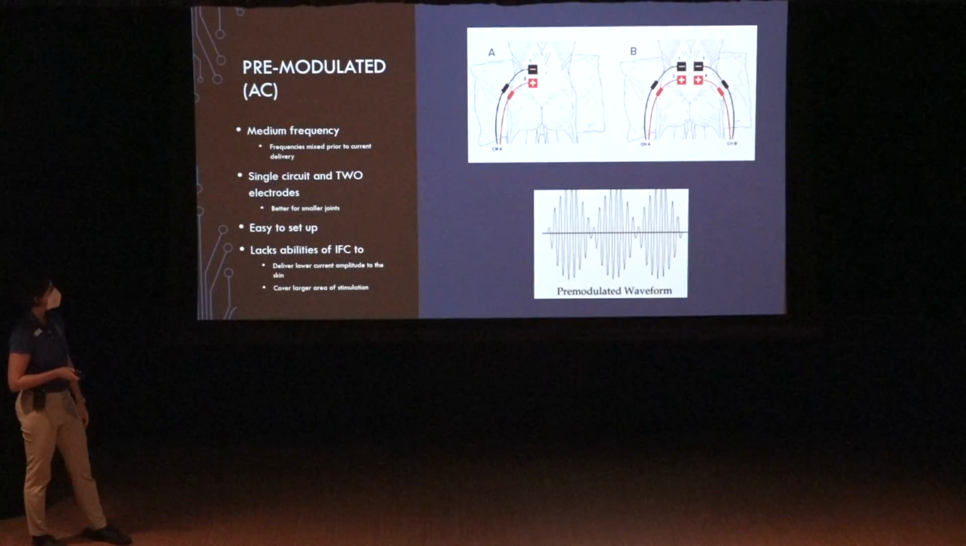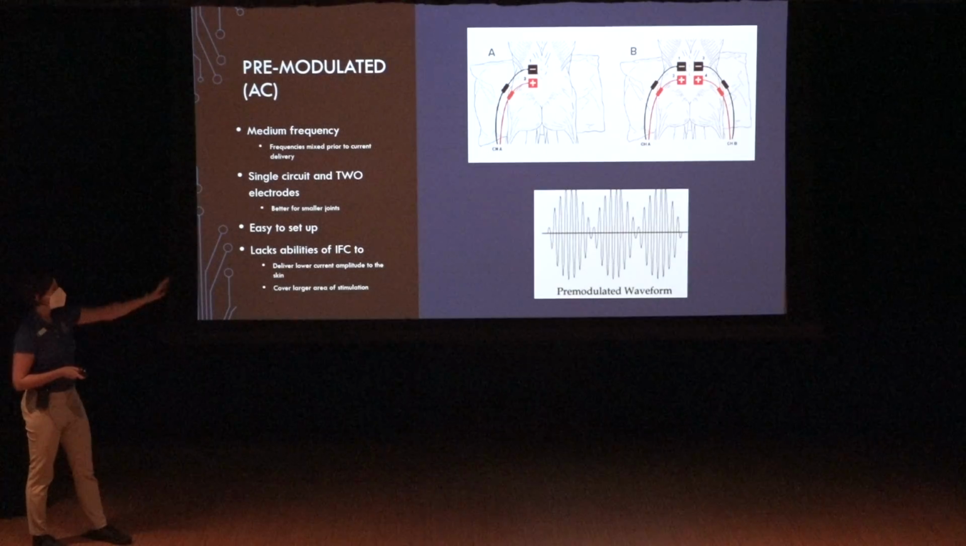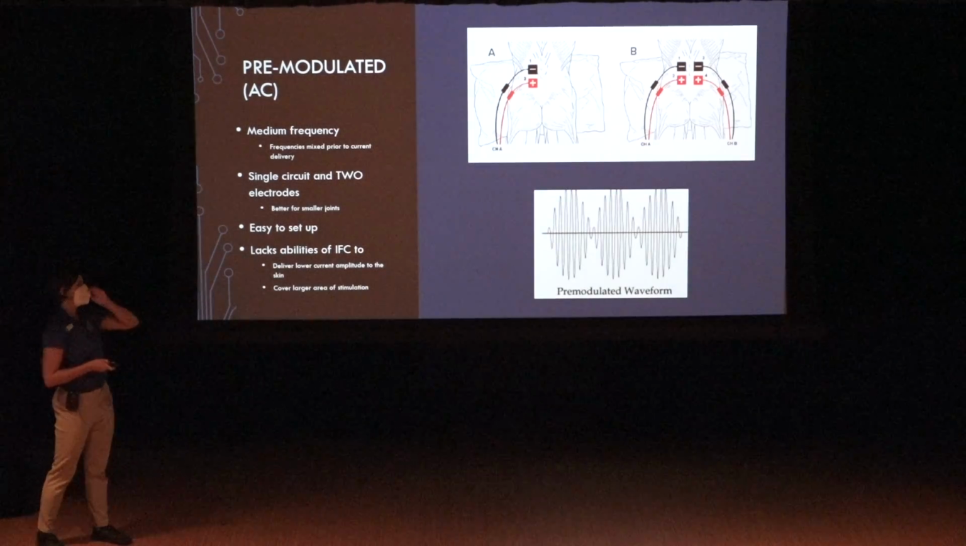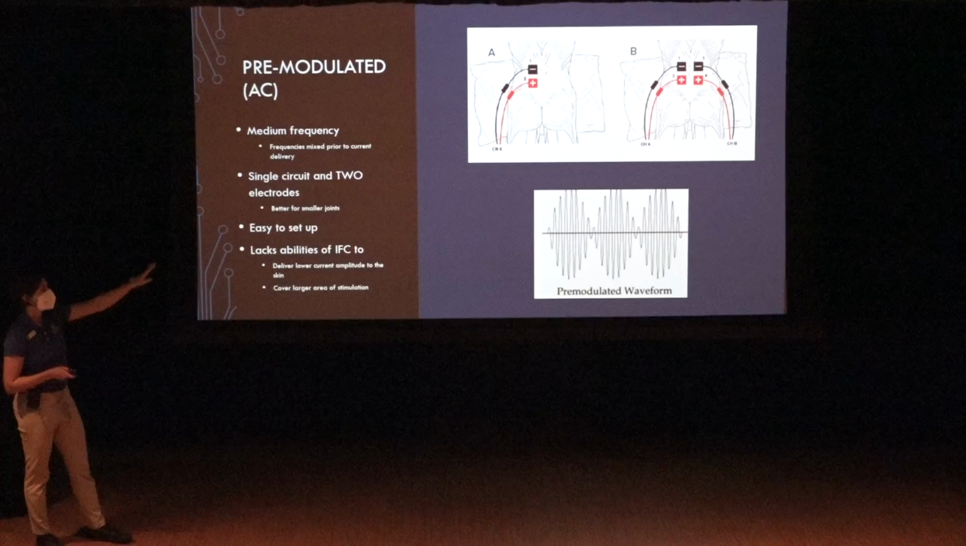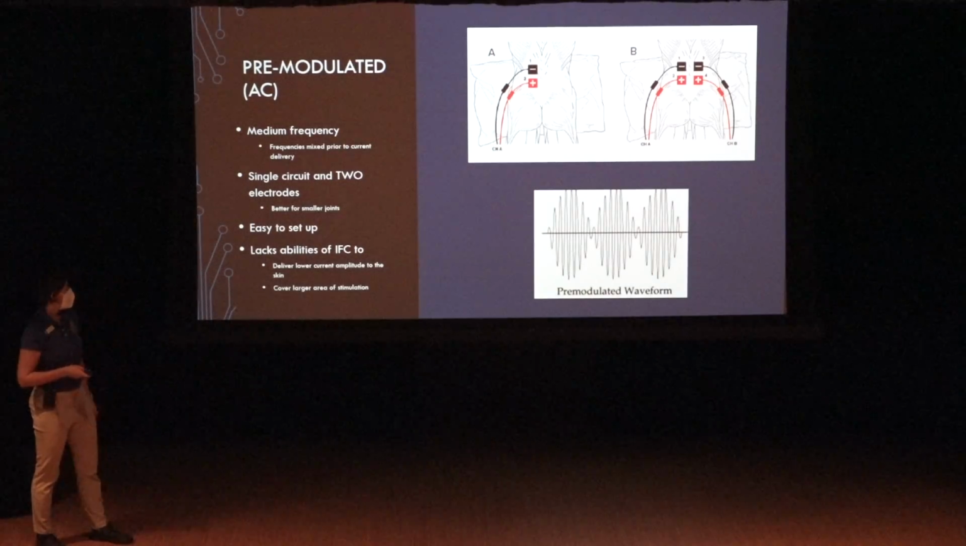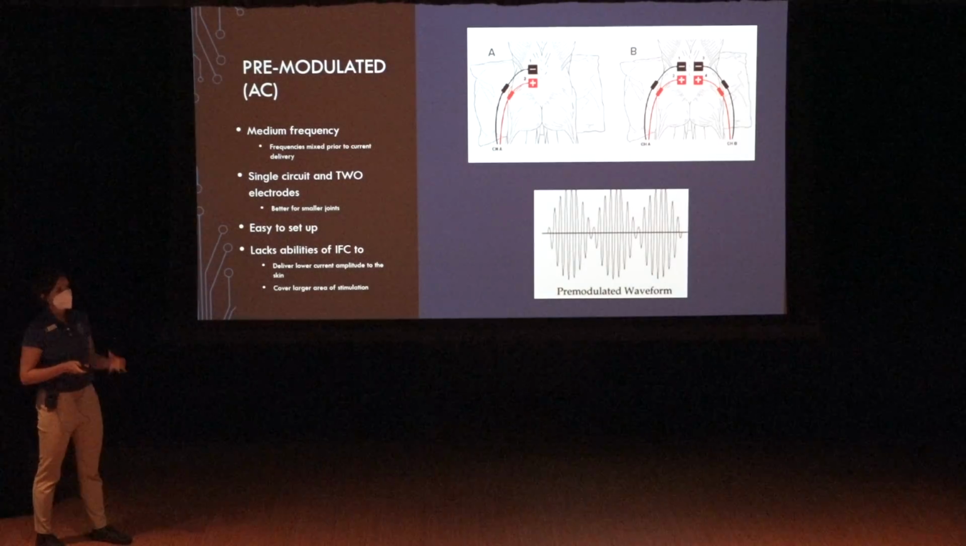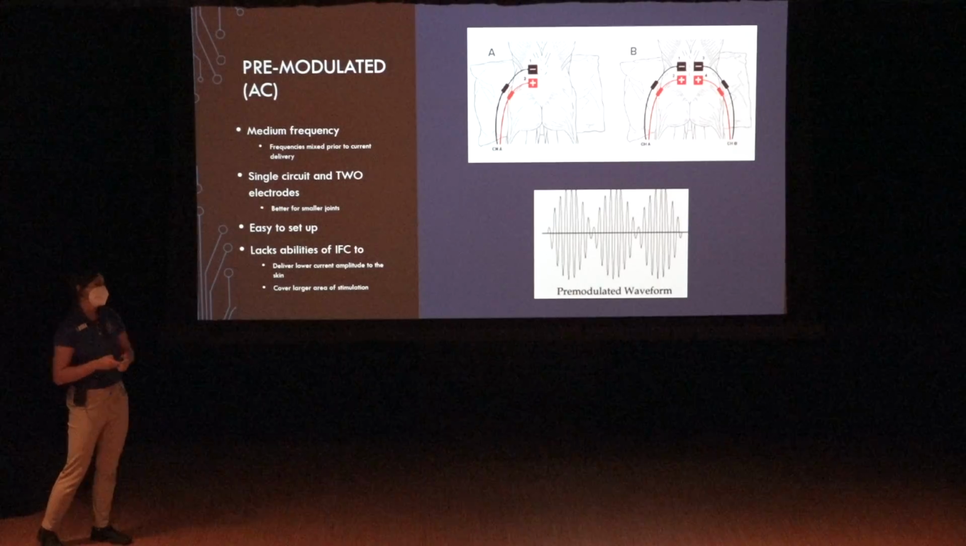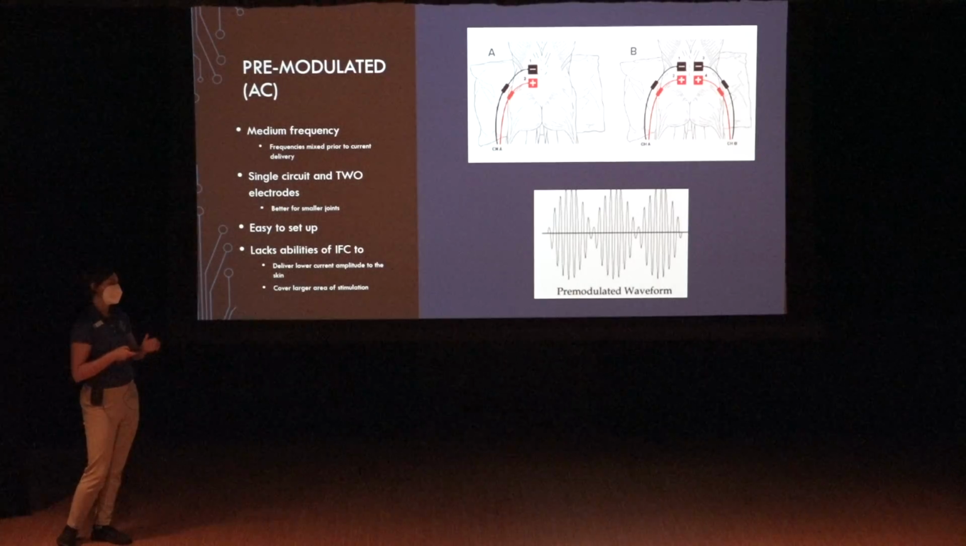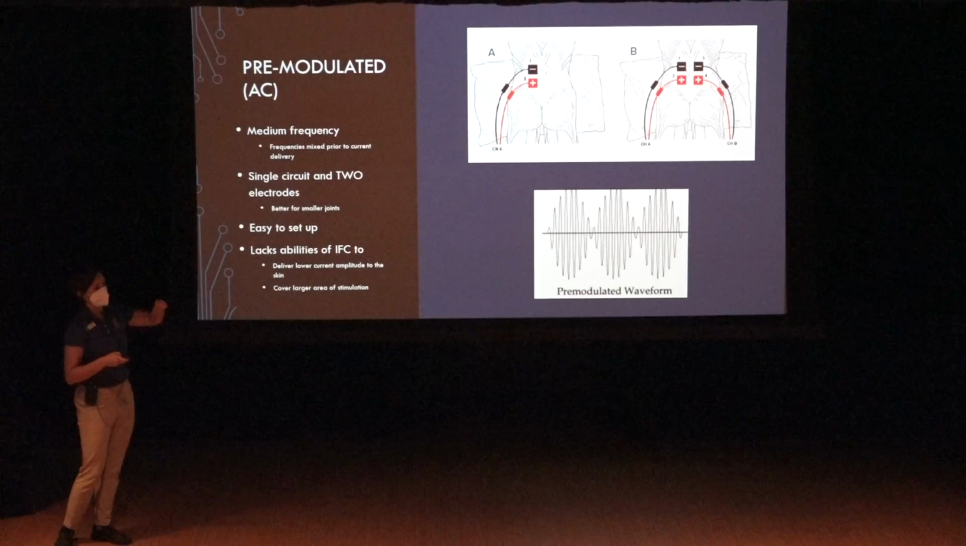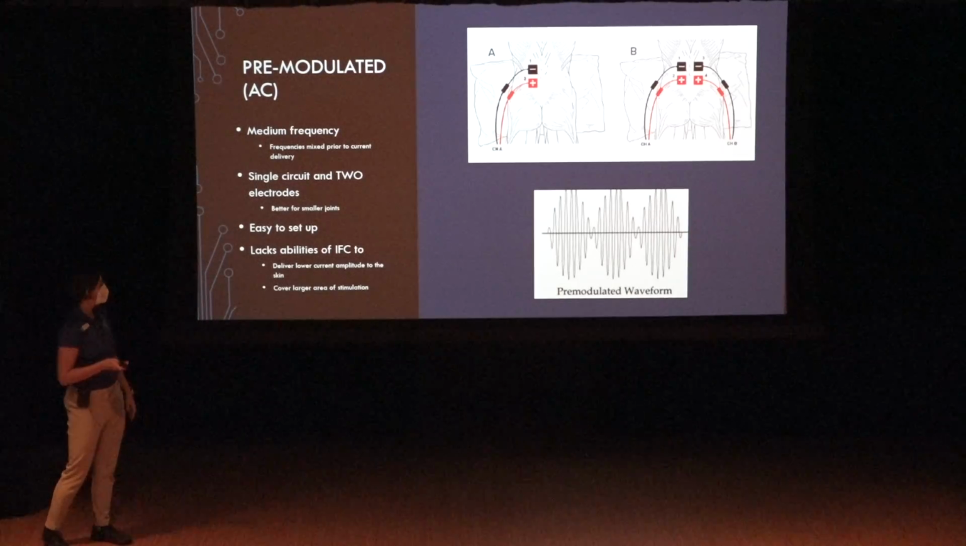All right, so 2 electrodes. Those are 2 separate channels. They're doing 2 separate pre-mods. They're not crossing, as you can see. It's easy to set up, but it lacks that ability of IFC to really penetrate deep and not affect the skin as much. Lower amplitude on the skin, deeper amplitude beneath.